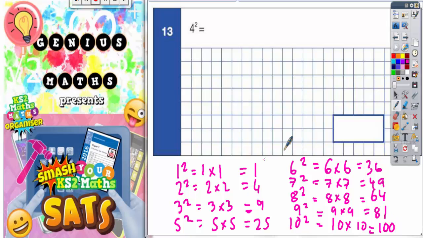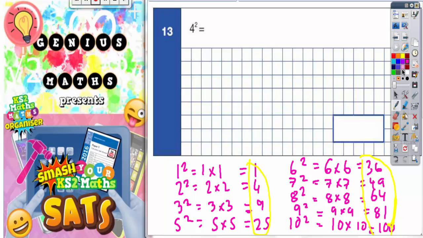The reason why these are called square numbers, and it's the answers on the end which are actually the square numbers, so that's how you generate the square numbers. If you need a list of square numbers, you just go 1 times 1, 2 times 2, 3 times 3, 4 times 4, 5 times 5 and work out the answers, and they'll be your square numbers.